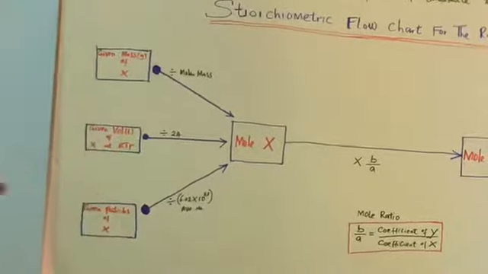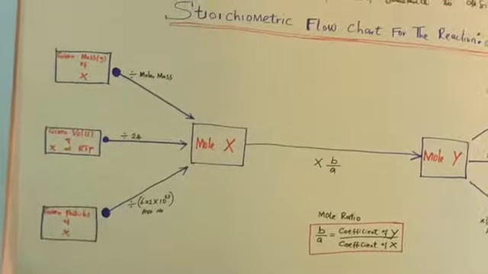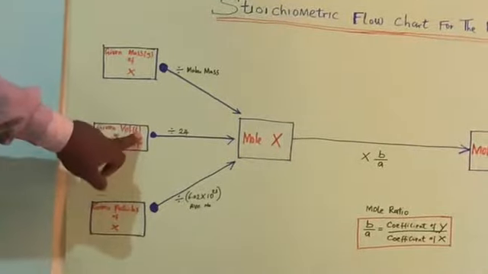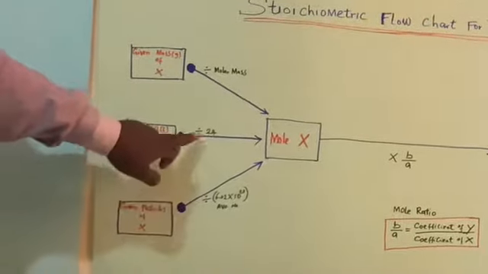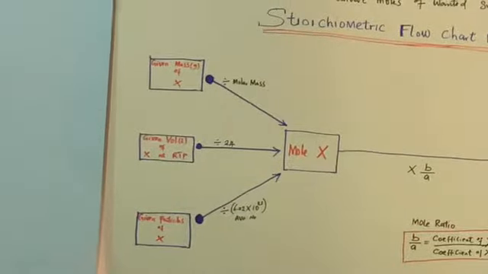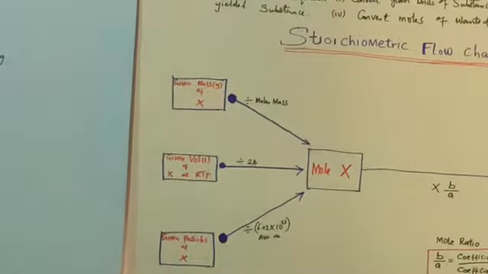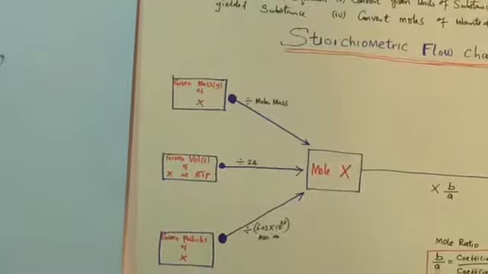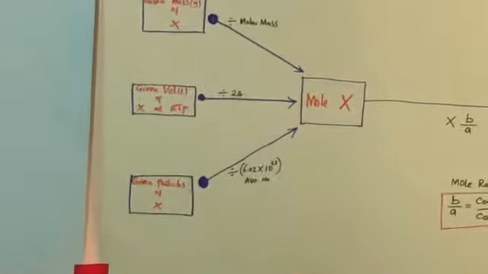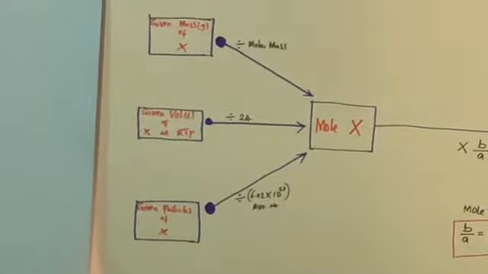The second thing you are given is the volume. At room temperature, you divide it by 24 liters. It can be 22.4 if it is at standard conditions, STP. Now, if you are given the number of particles, that is the number of atoms, ions, or molecules that are reacting, what do you do?